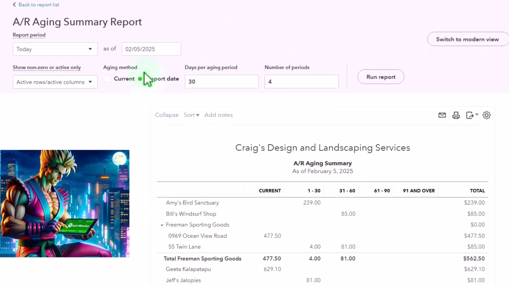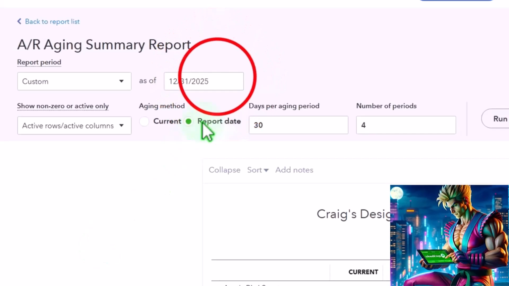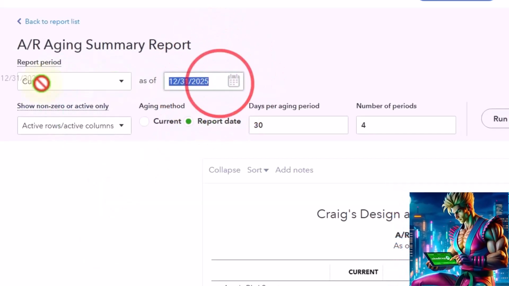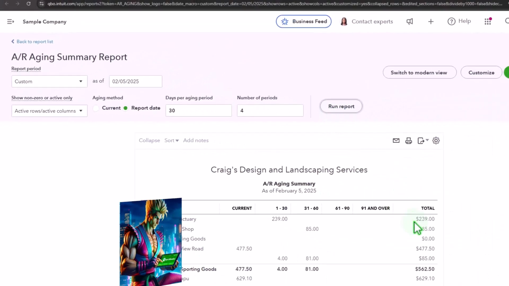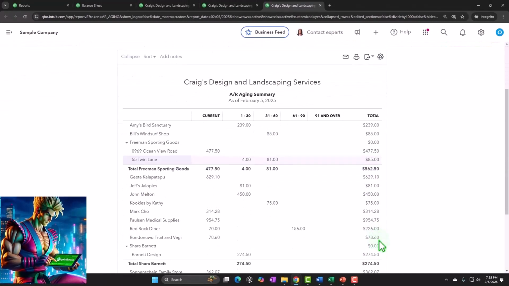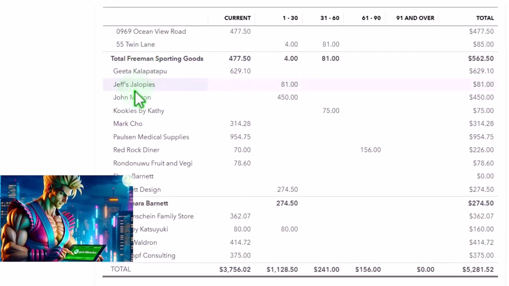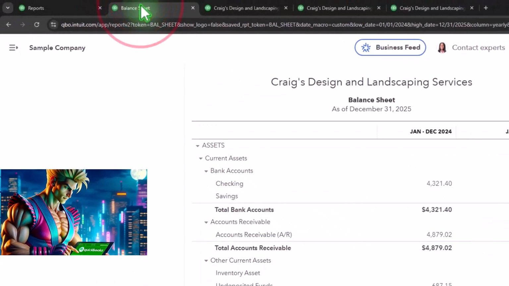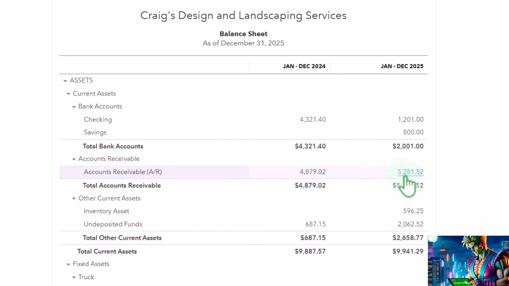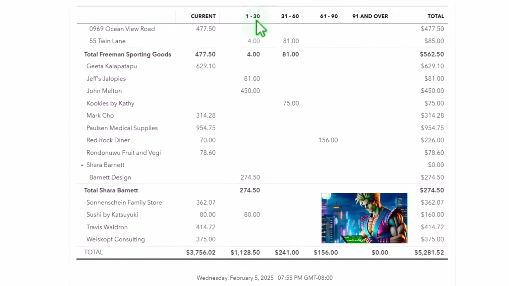So let me explain that fairly quickly here. So I'm going to say this is as of, let's just make it 12/31/25. No, let's keep it at the same day. So I'm going to keep it at 02/05/25. So I have some time frame that's outstanding over here. So this is the total. It's still going to be breaking out by who owes us the money. The total still comes out to $5,281.52. That should tie out to what's on the balance sheet, $5,281.52. But it gives us this information by how past due it is.